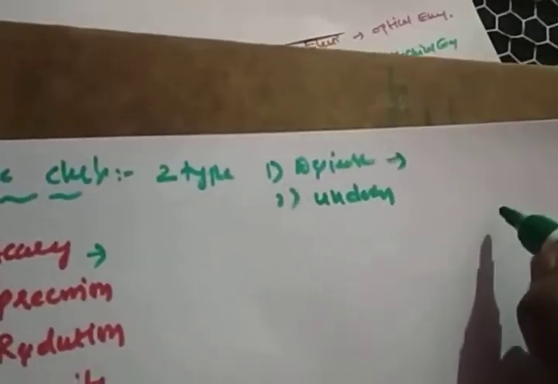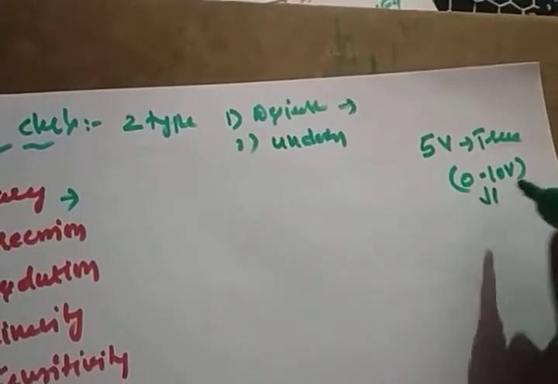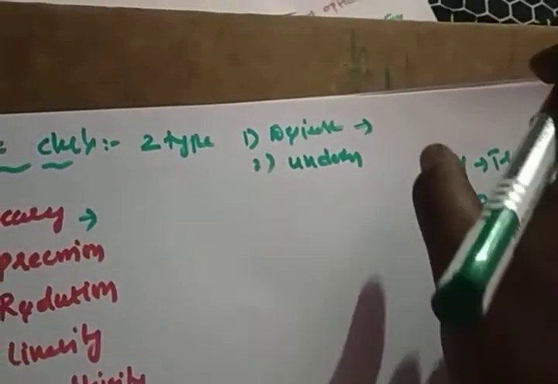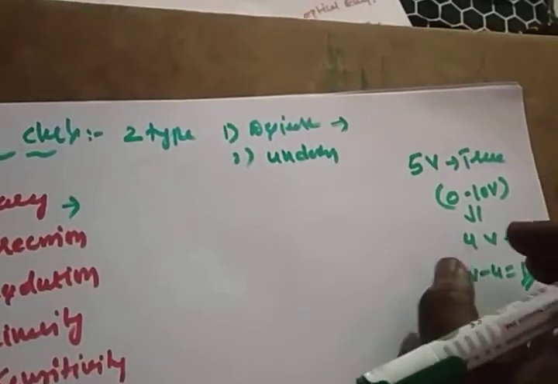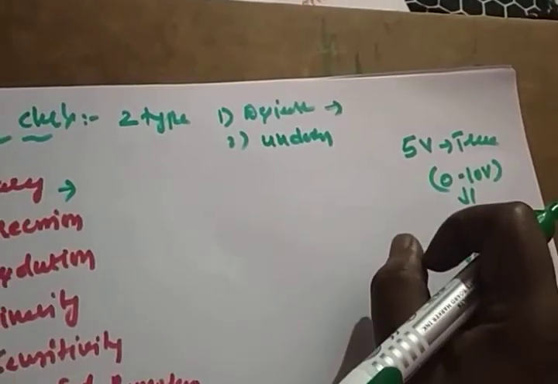So what is accuracy? Accuracy means the degree of closeness of the measured value to the true value. Suppose I want to measure 5 volts, so it is my true value. I have an instrument, a 0 to 10 volts instrument. You measure and get a result of 4 volts. So that is called the measured value. The degree of closeness: 5 volts minus 4 volts, that is 1 volt, is nothing but the error. The accuracy can be specified as plus or minus error.